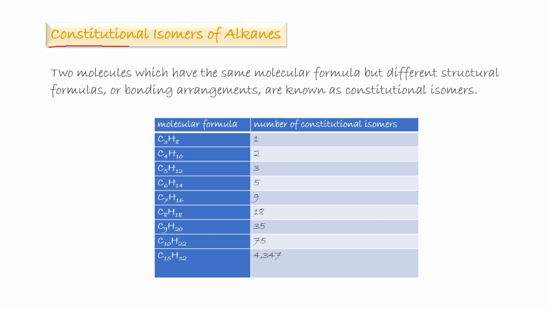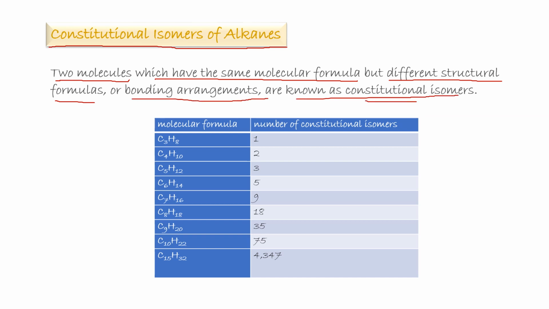What we mean by constitutional isomers or structural isomers: two molecules which have the same molecular formula but different structural formulas or bonding arrangement are known as constitutional isomers. C3H8, for example, has only one constitutional isomer.